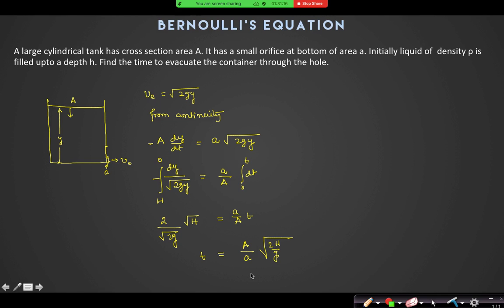So 2 by root 2g, what you did that? Root 2g I have taken out, 1 by root 2g. What is the integration of 1 by root y, that is, dy by root y? It is 2 into root y. Yes, so I have taken this one only, 2 into root y. Okay.